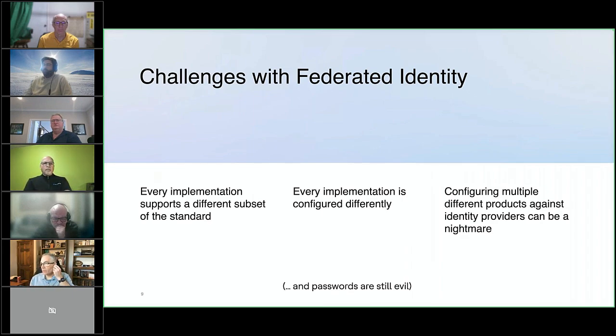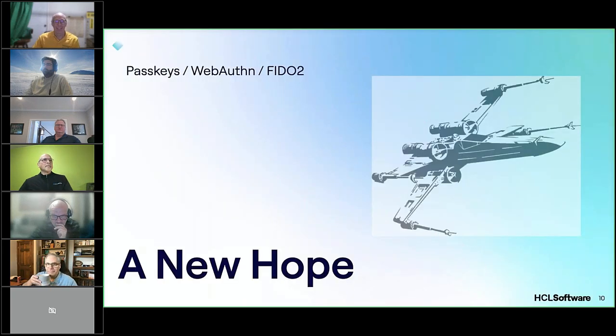And of course, every implementation is configured differently. Configuring Google as an identity provider is different from Microsoft, is different from Apple, is different from Okta, is different from Keycloak, and every application has their own approach. So trying to sort all of this out and configuring all of these different products against different providers can be a nightmare. And of course, passwords are still evil. But we have a new hope, at least on the password front.